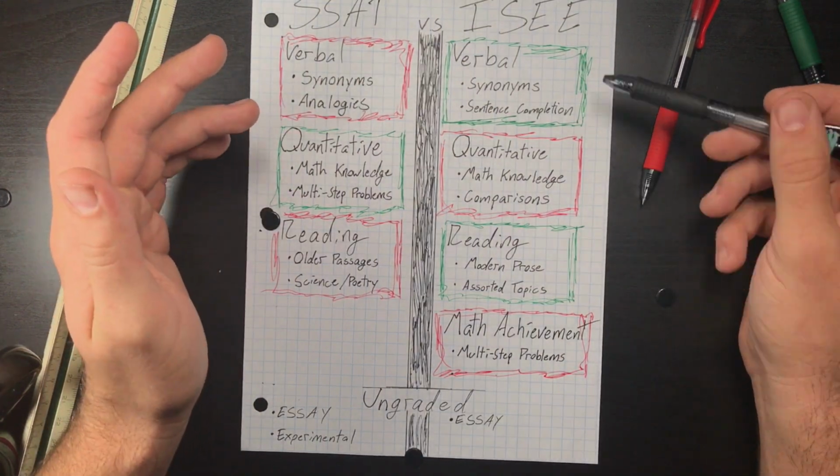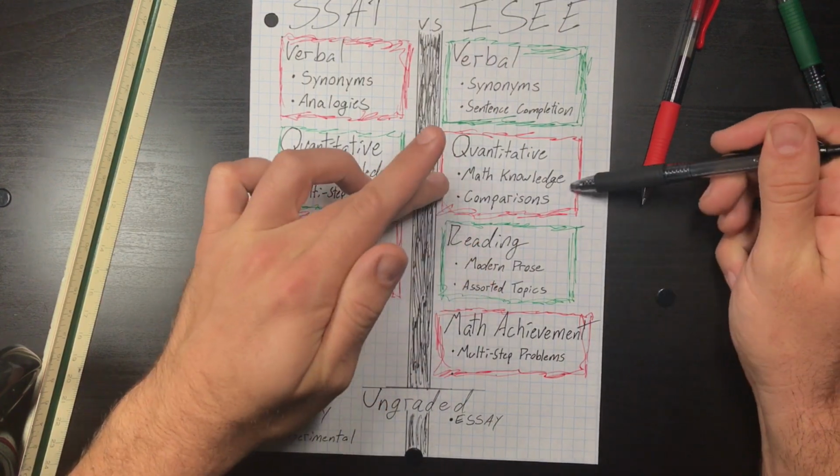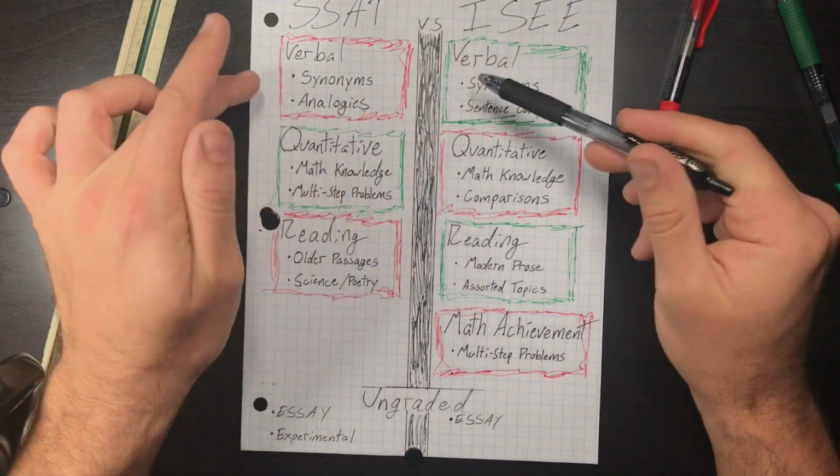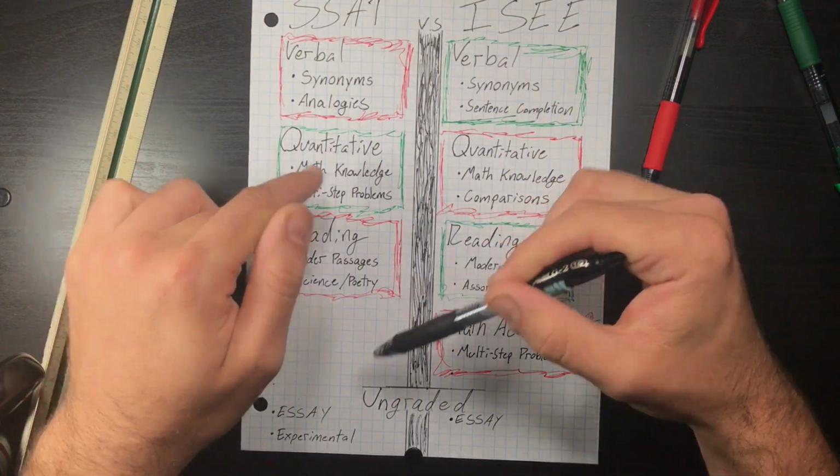In the future, I'm going to be helping you guys out with the math parts of the ISEE because this is the most difficult section. And then later on, I'm going to help with the verbal sections of the SSAT, the most difficult sections.